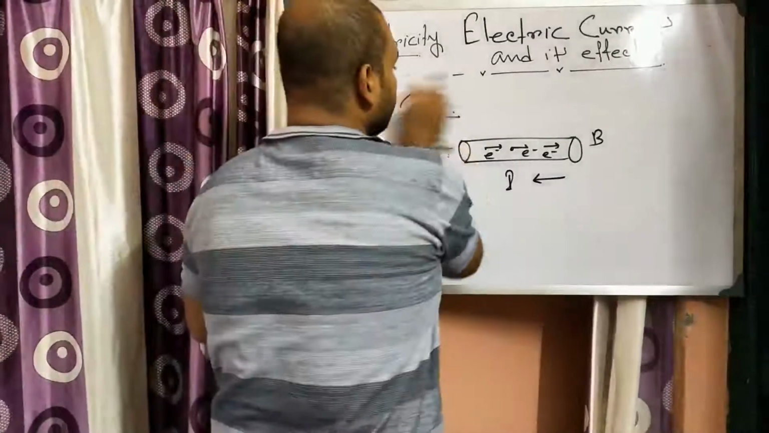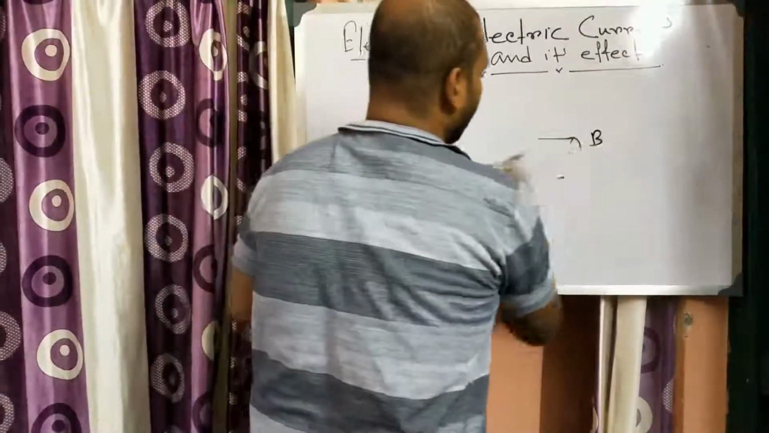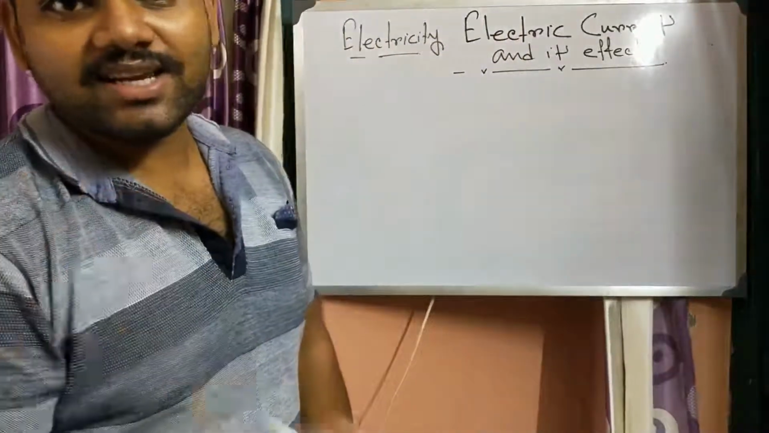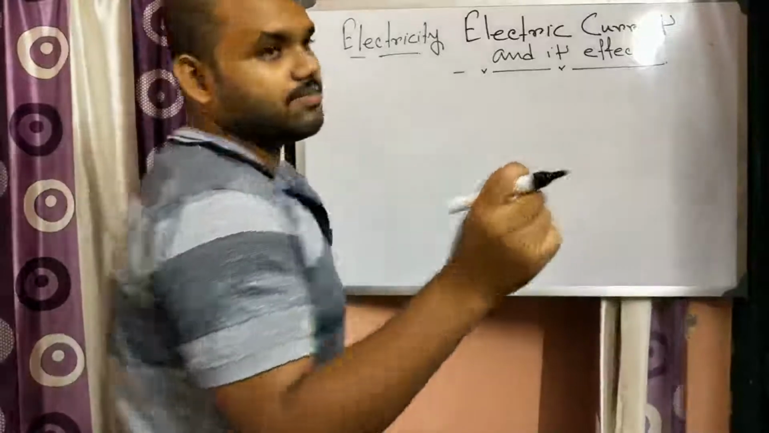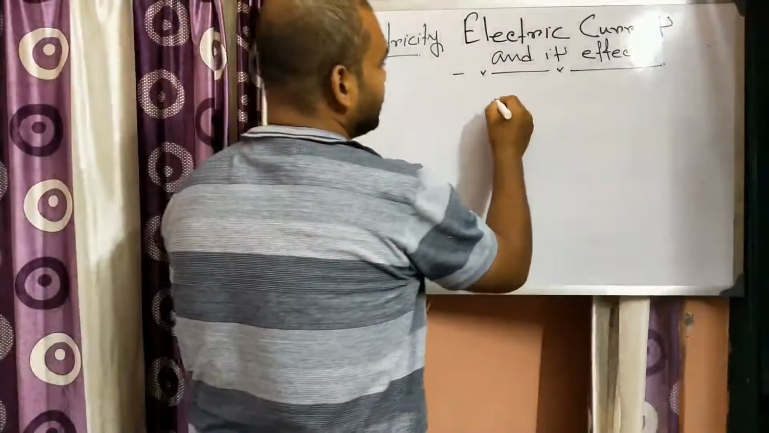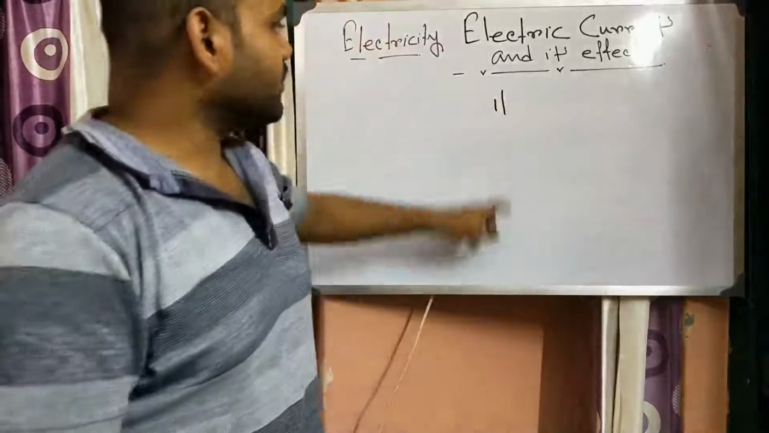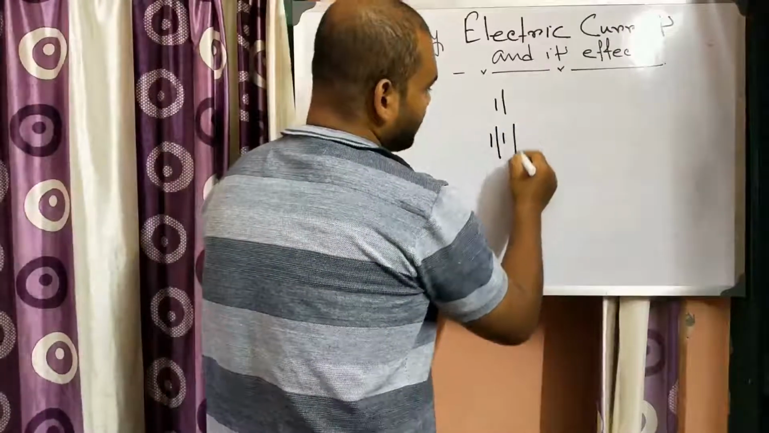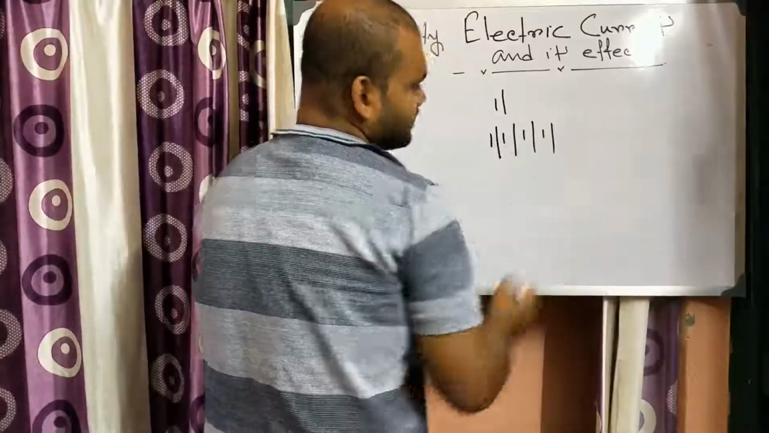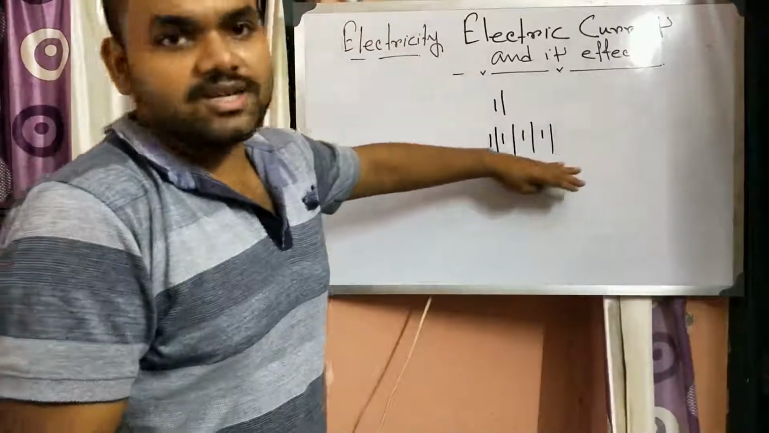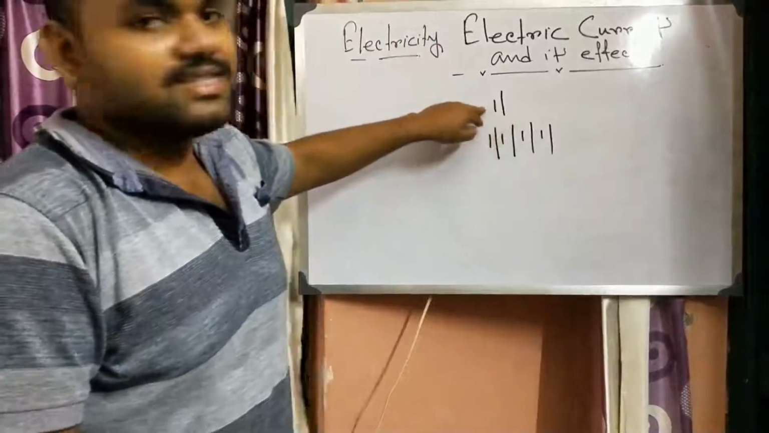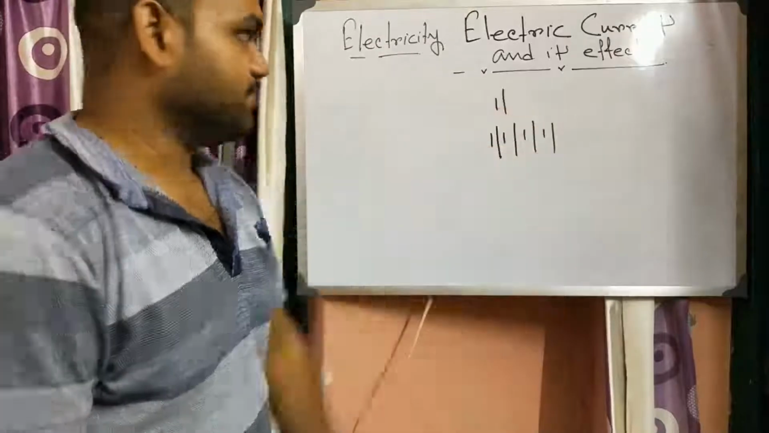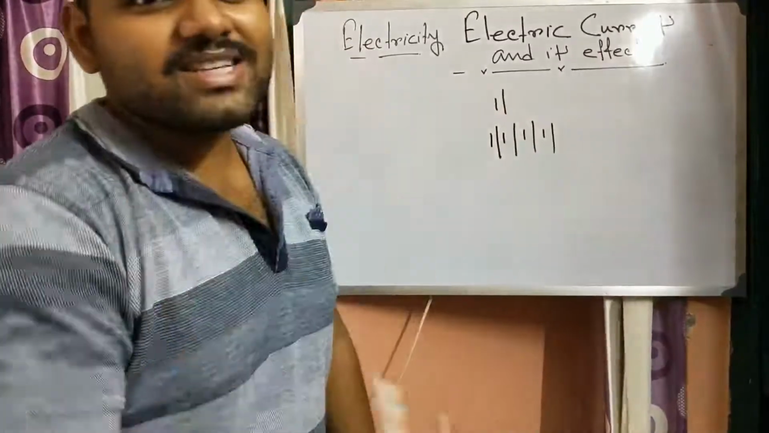Now how do we represent a cell? A cell is a circuit component, so it must be represented by a symbol. So what is the symbol of a cell? The symbol of a cell is like this, and the symbol of a battery is like this. What is a battery? A battery is a combination of cells, and a cell is a device which converts chemical energy into electrical energy. Next, what is the symbol of a key?